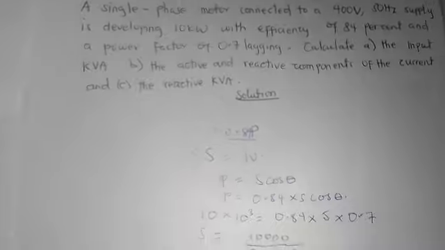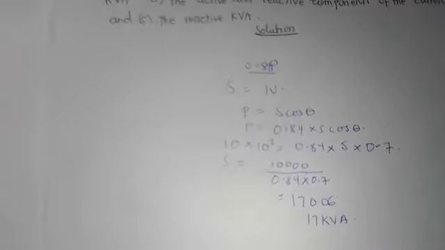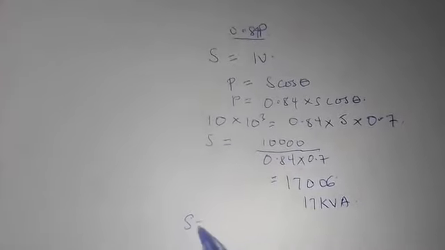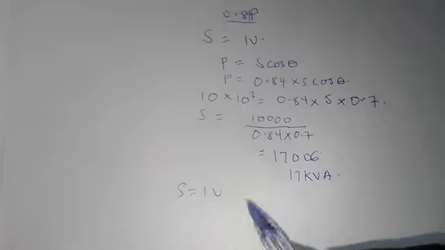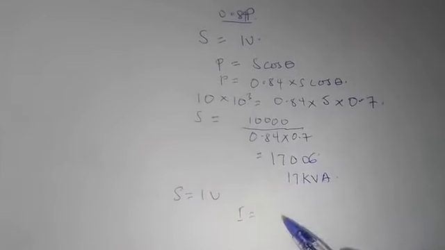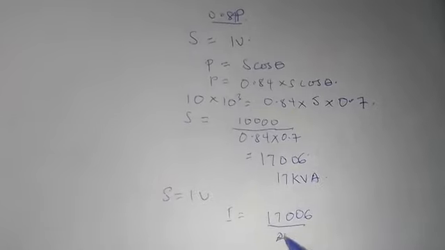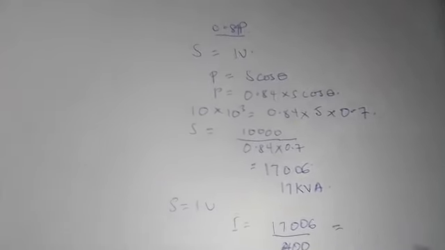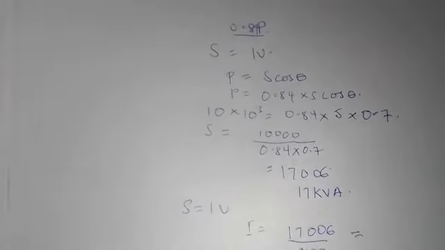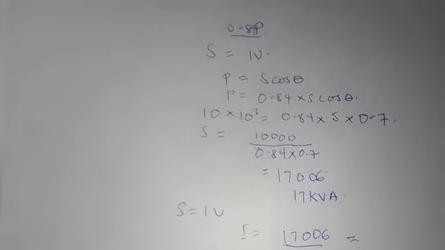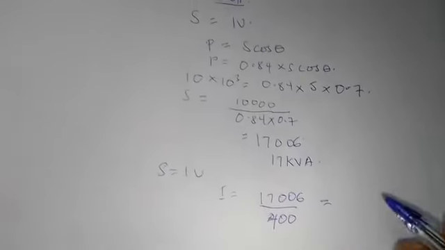Now what's the second part of the question? The active and the reactive components of the current. Before we do that, we need the current itself. As I wrote, S is equal to IV. I know my V, which is 400 volts. So my current I is simply equal to 17,006 over 400, and that gives me a current of 42.52 amperes.